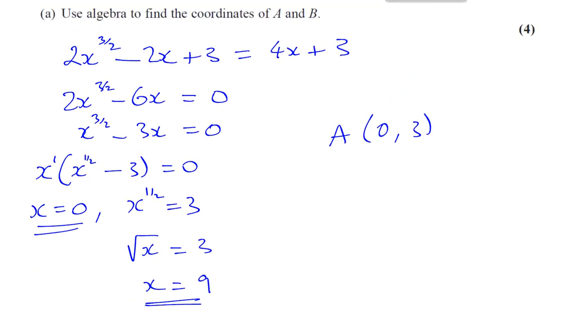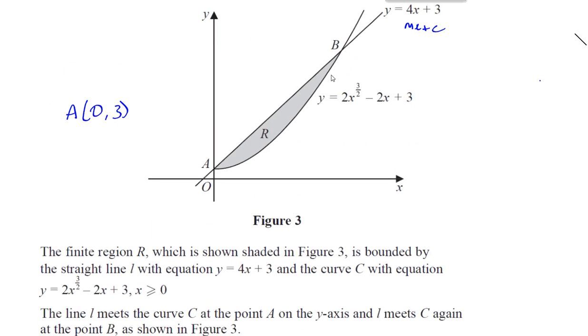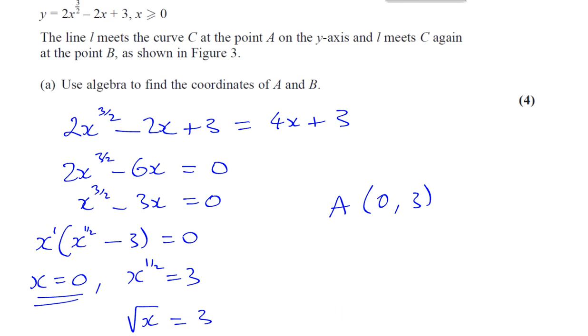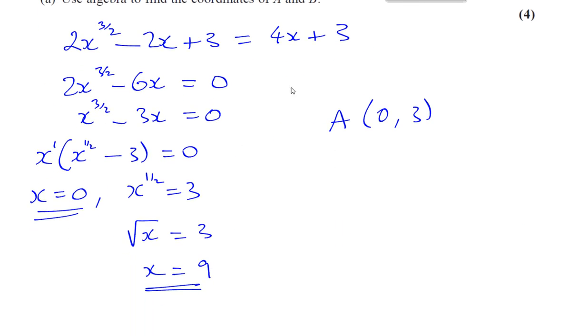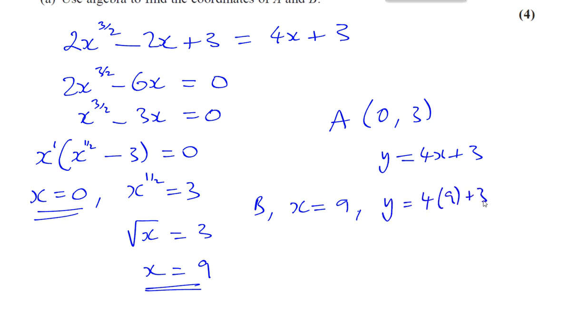Now we know that when x equals 9 is the point B. That's where it's on this line, y = 4x + 3. If I want to find the coordinates of B, it's best for me to use the equation y = 4x + 3. It's just easy to use. So when x equals 9, at B, y is equal to 4 times 9 plus 3. 4 nines are 36, plus 3 is 39. So the coordinates of B will be therefore (9, 39).